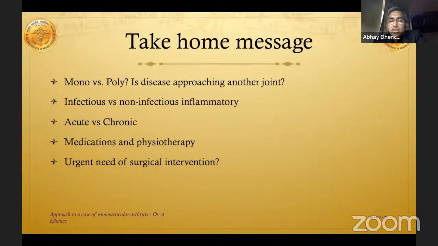So the take home essentially from me would be, one has to identify in a case of monoarthritis whether we are looking at a monoarthritis alone, or an evolving polyarthritis and a systemic involvement, which is very important. We have to understand that what is a monoarthritis can actually be a medical emergency or an evolving medical emergency, which is infective. The presentation may be acute or chronic, and we need to identify and diagnose the disorder correctly to be able to institute appropriate medical management and, wherever needed, appropriate surgical management.